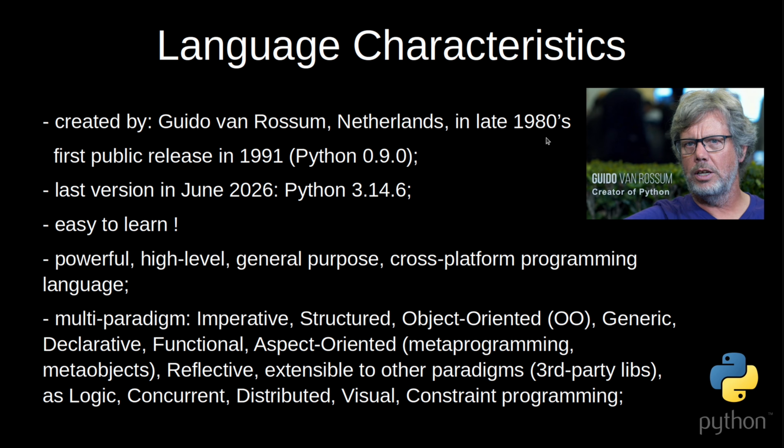Python was created in the 80s, and its first public release was only in 1991, still before Java. The first Java release was in 1995. The latest version of Python is from June 2026, which is version 3.14.6.